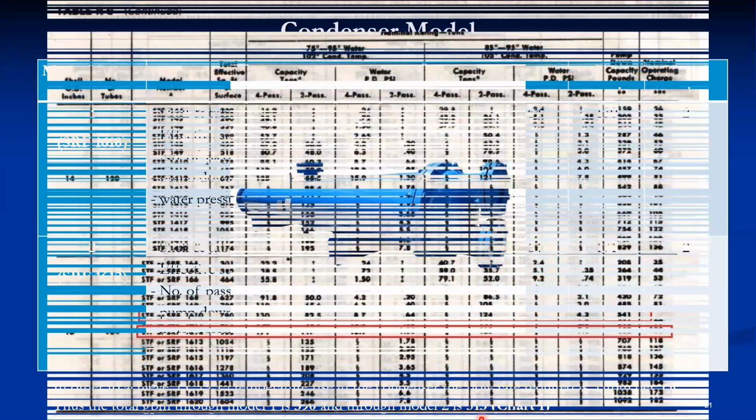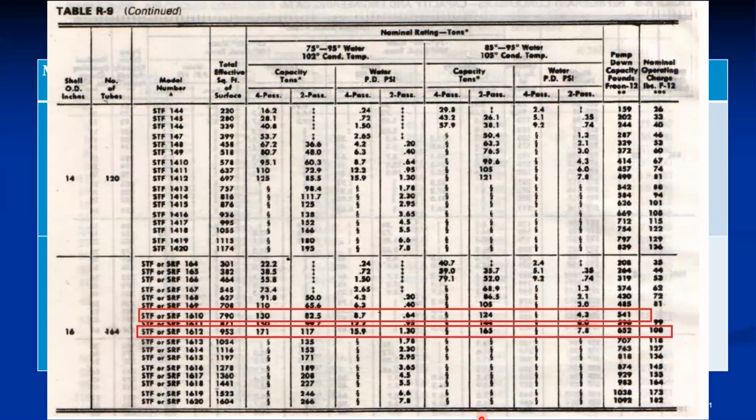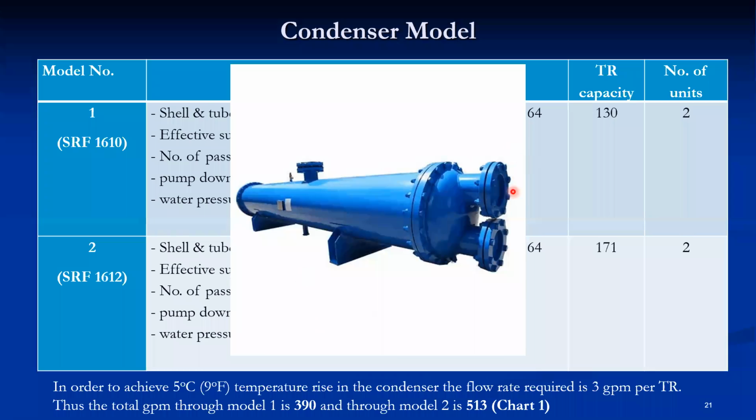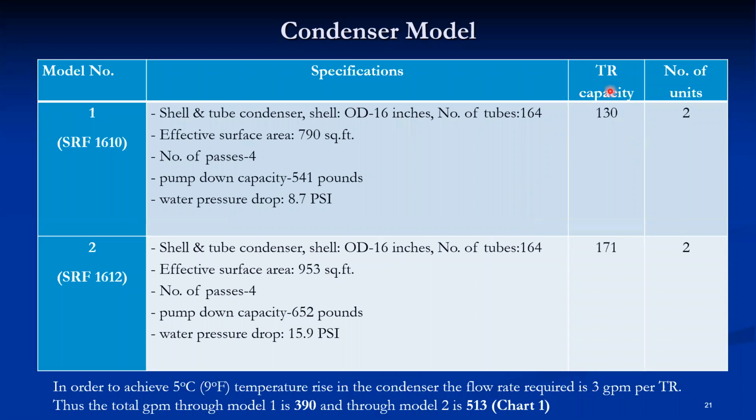Again, models are selected based on whether to go for 2-pass or 4-pass. So obviously 4-pass gives more delta T. So 4-pass models are selected. These are the two models selected. And the capacity, this is our range, that is with 30 degrees Celsius. So these models meet the requirement, that is 130. So we can see these are the models selected. So 130 TR, two models, and 170 TR, two models.